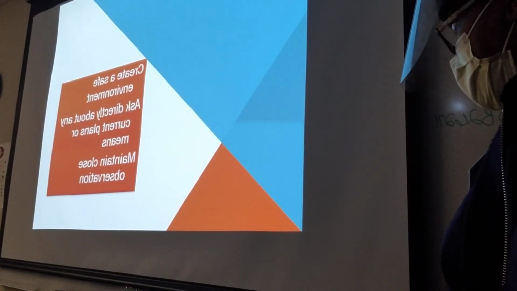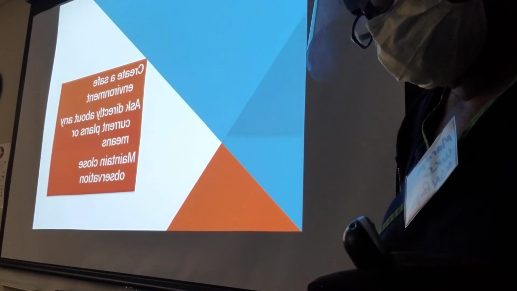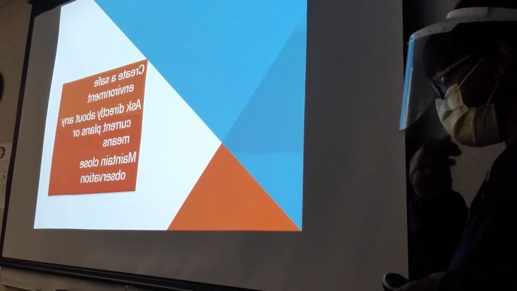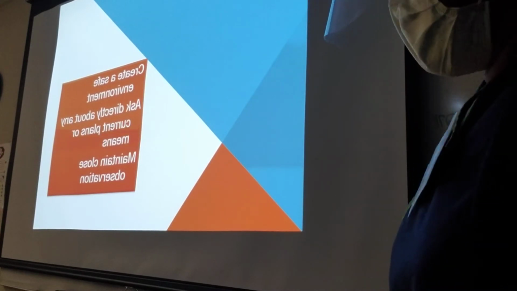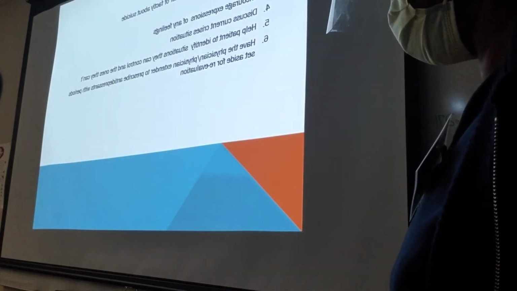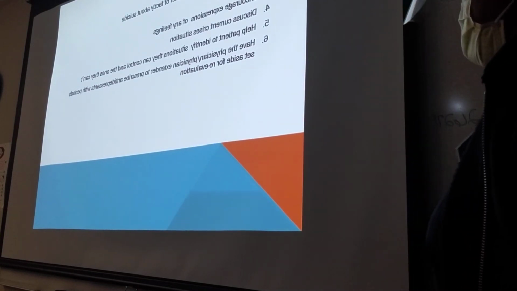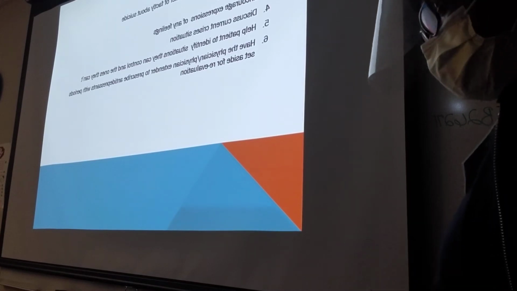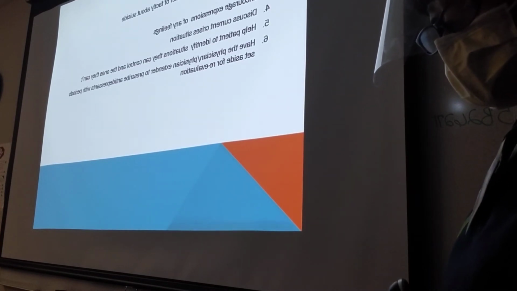Ask directly about any current plans or means, and maintain that close observation. I know a lot of you have done your psych rotation and have seen that they have a sitter, a one-on-one. And during that stage, that is what we need. We don't need to let them get away. All right, be direct, talk openly. We said that matter-of-factly about suicide. Have to listen. What does listen actively mean?